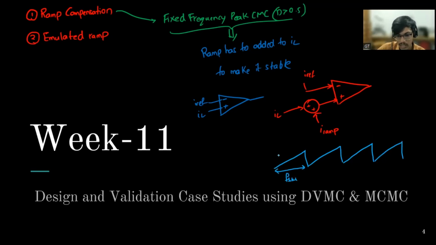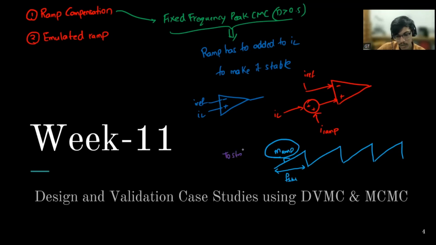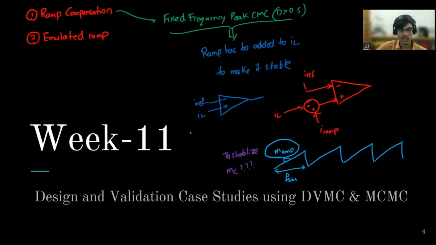Now who will decide the slope of this ramp? Say M ramp. That slope information, like how much slope is needed to stabilize the system. How much, say MC, is needed? We got the expression. Yes. It must be greater than M2 minus M1 by 2. So this is the ramp compensation, which you add to the already existing inductor current in order to stabilize the system, in cases where the normal inductor current is not sufficient to stabilize. Now coming to the emulated ramp.